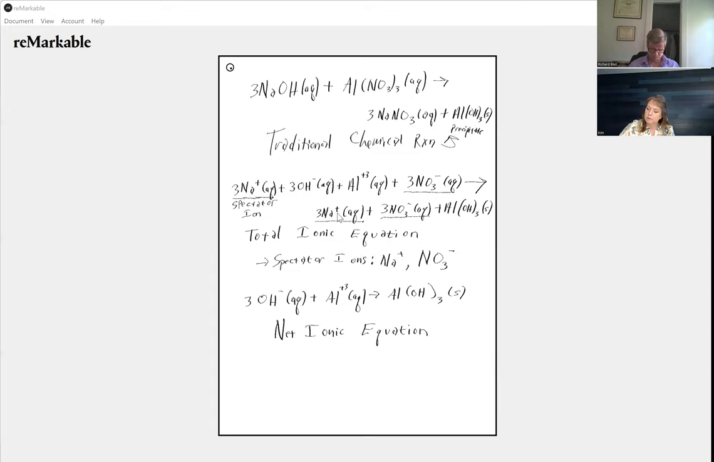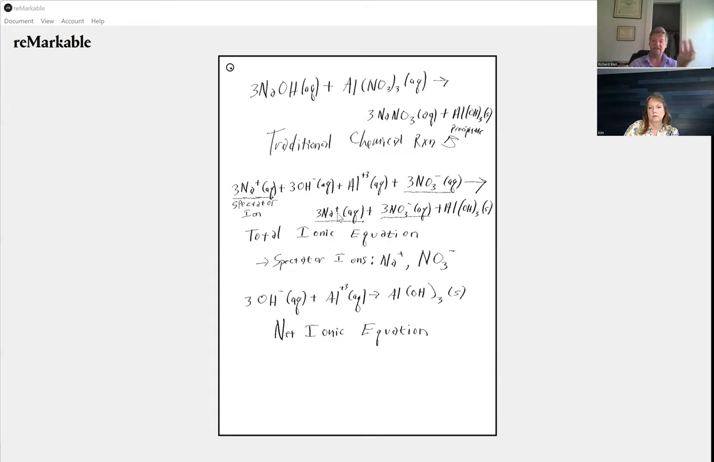Notice a couple of things. Just because we do not write down the spectator ions does not mean they are not present. We sometimes call them counter ions. So they're spectator ions or counter ions. The role of the counter ions is to make up the charge difference.